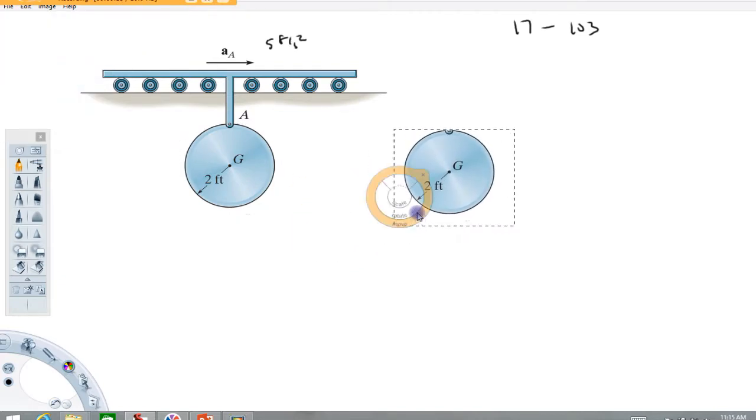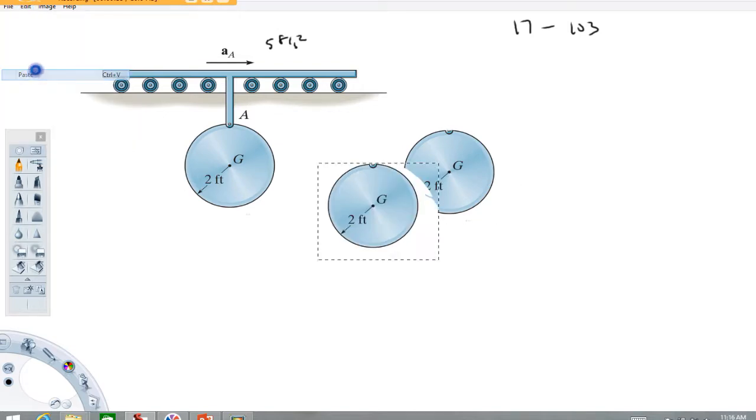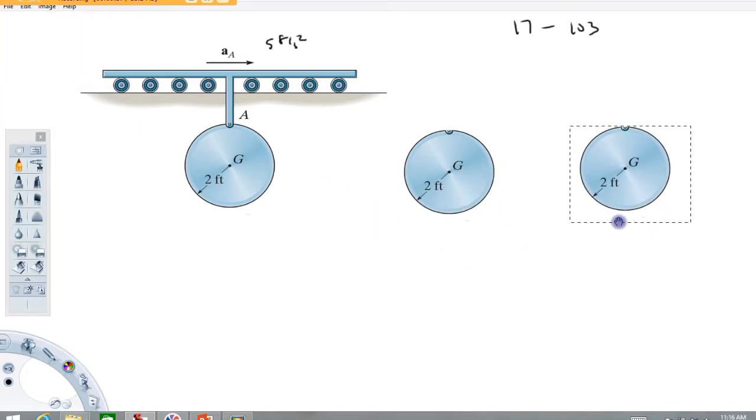All the action is about the disc-shaped geometry, so I'm going to start this by drawing a free body diagram of the disc. And you'll notice that I've copied it twice. That's because I'm going to have one picture for all the forces, one picture for the inertial terms, the MA terms and the I alpha terms.